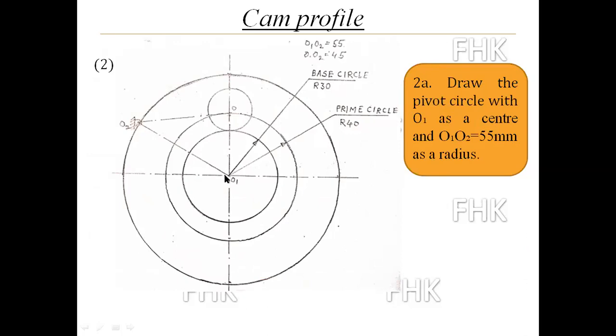So O1 as a center, and O1, O2, this is the fulcrum point. So O1, O2 as a radius in the compass, I will draw the third concentric circle, which is the pivot circle. Okay, this is the second step.